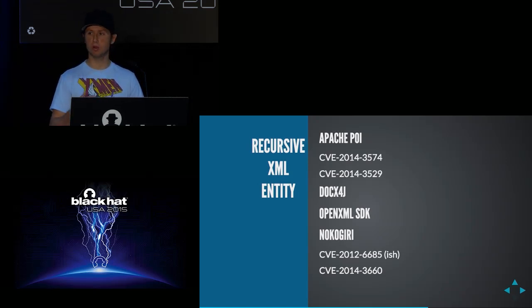So if you were going to parse a Word document or parse a PowerPoint, you might use one of these up here. They're pretty common. Apache POI and docx4j are both in Java. Open XML SDK is .NET, and Nokogiri would be if you were doing Ruby. I won't go into the CVEs, but there are a couple of interesting things from here.